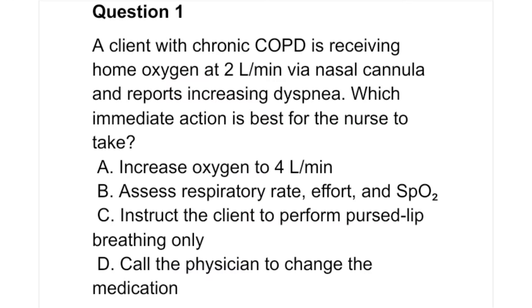Question 1. A client with chronic COPD is receiving home oxygen at 2 liters per minute via nasal cannula and reports increasing dyspnea. Which immediate action is best for the nurse to take? A. Increase oxygen to 4 liters per minute. B. Assess respiratory rate, effort, and SpO2. C. Instruct the client to perform pursed lip breathing only. D. Call the physician to change the medication.